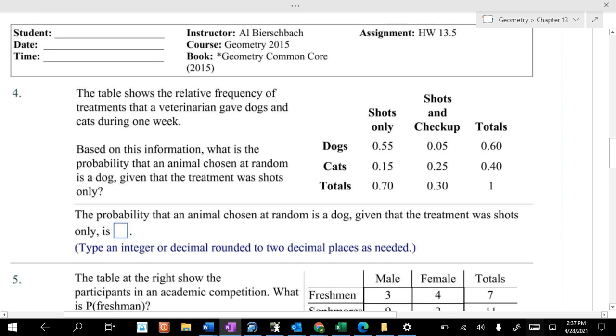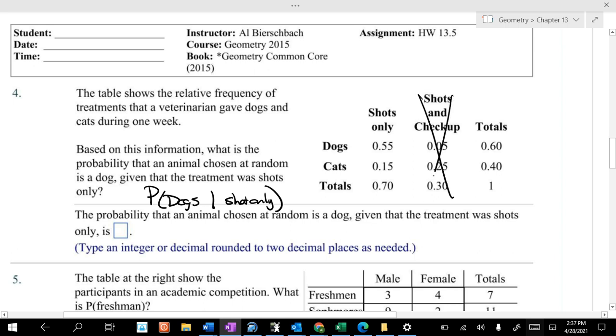Okay, this one doesn't have the P whatever, okay? But the table shows relative frequency of the treatments that the veterinarian gave dogs and cats in 1 week. Based on this information, what's the probability the animal chosen was a dog given it was given shots only? Okay, so the probability of being a dog given that is shots only, okay, is the way you would write it. Probability that's a dog given that shots only.